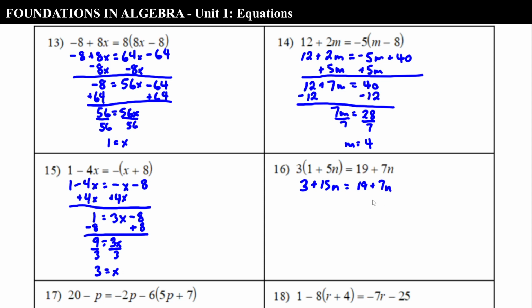And now we're just moving things from one side to the other. Subtract 7n on each side, and you're going to get 3 plus, so let's see, 15 minus 7, I believe is going to give us 8n. And then subtract 3 from each side. And that's going to give us 8n equals 16. Divide by 8, and n equals 2.